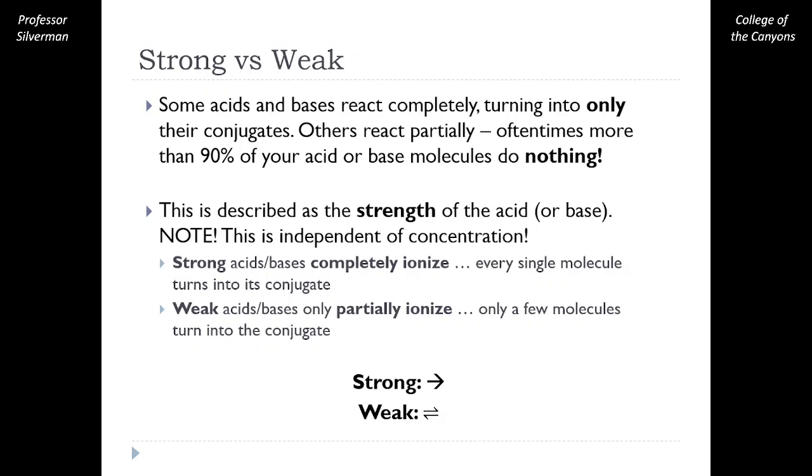Sometimes we have 90% of our original acids just doing nothing, and maybe 10% or 5% or 1% of these acid molecules actually turn into H+ and the conjugate base. This is described as the strength of our acid, or the strength of our base. And be careful here, this is independent of our concentration. We can talk about the concentration as how many molecules you start with, and the strength of our acid or base as what percentage of them are able to react.